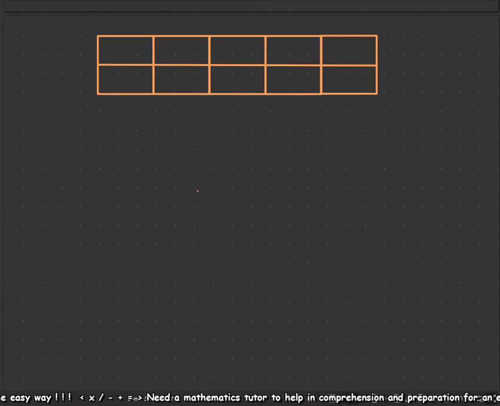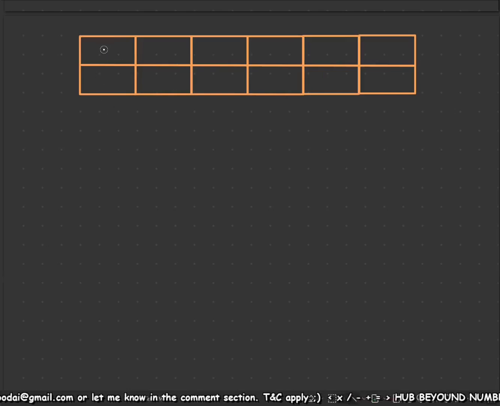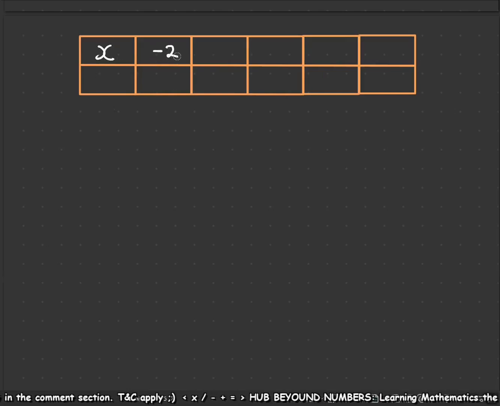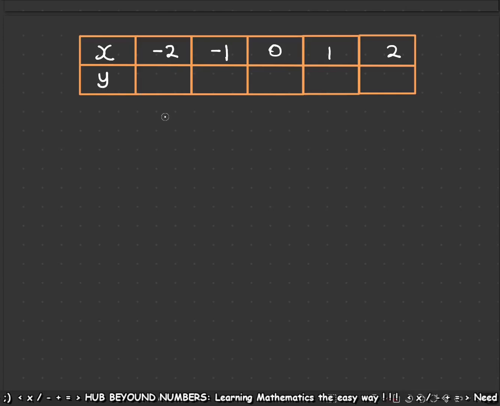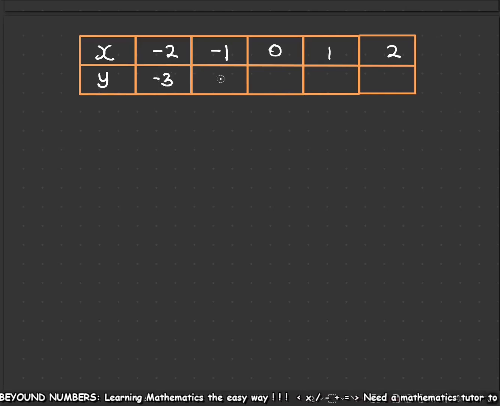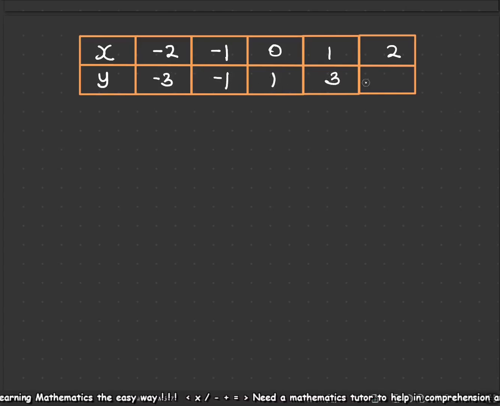Remember, for the values of x, we had -2, -1, 0, 1, and then 2. And their corresponding y values, which is what we got from our calculation, are -3, -1, 1, 3, and then 5. If you solved it along, then you had all your values. So these are the points we are going to plot.